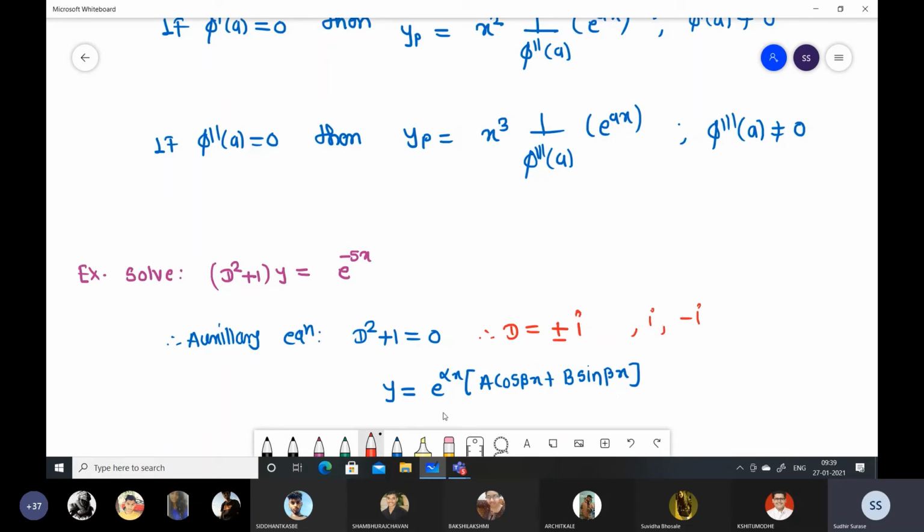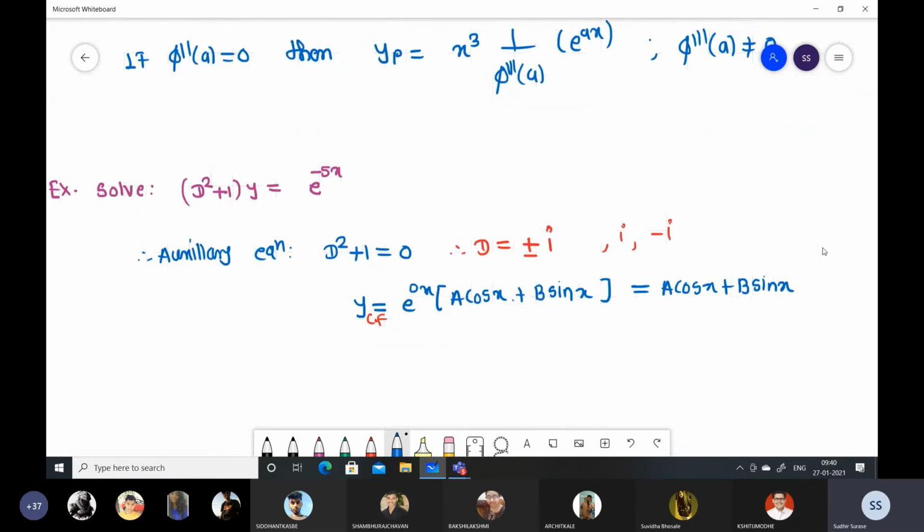So therefore in this case ycf is e to the power 0 times x, and here we don't have beta. Beta means here we have 1, so that will be 1 times x, and here also we have beta as 1. So this is the complementary function. So this is simply a cos x plus b sin x.